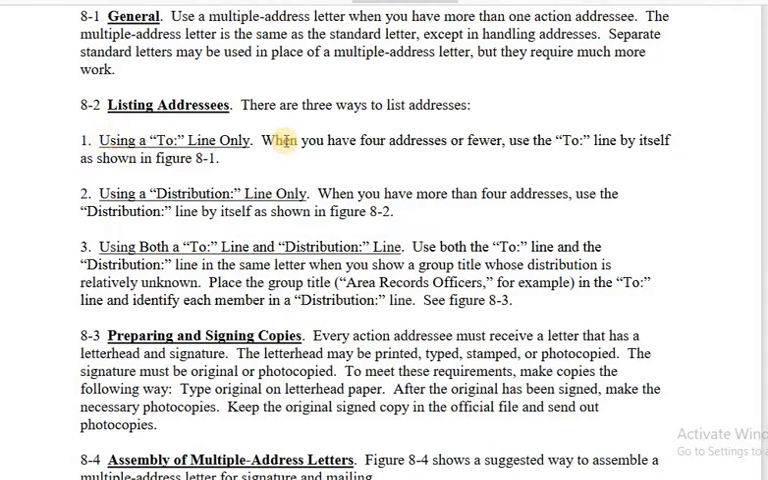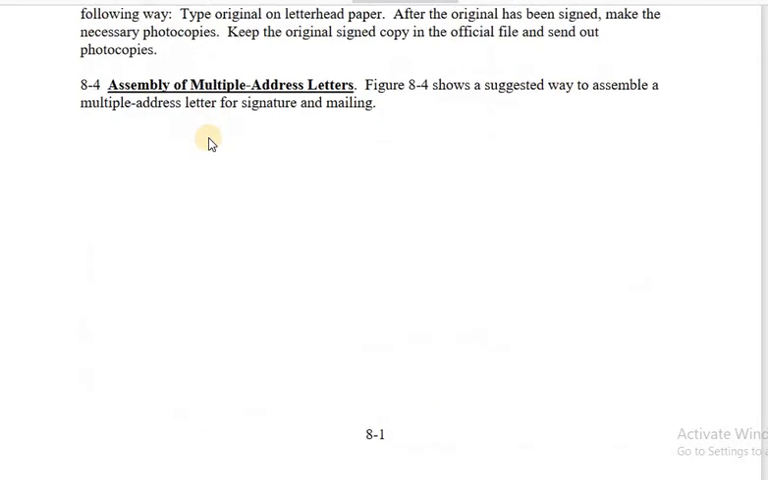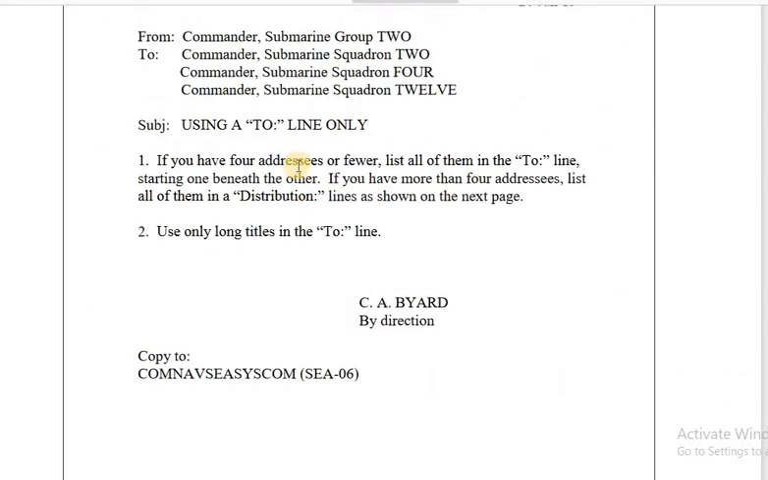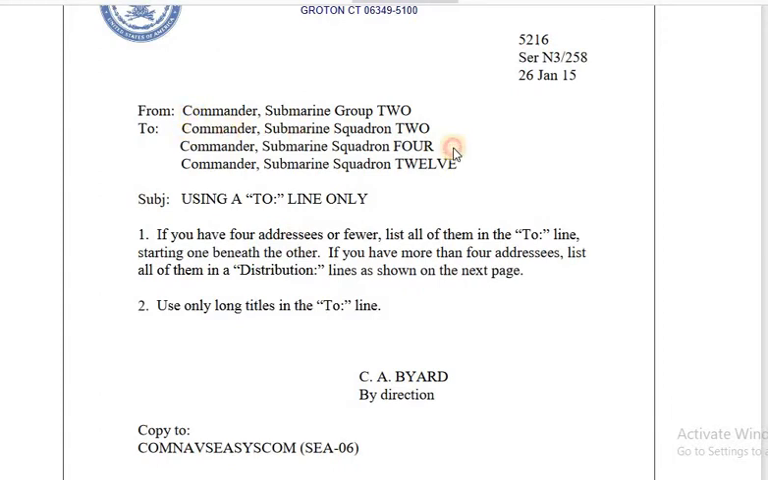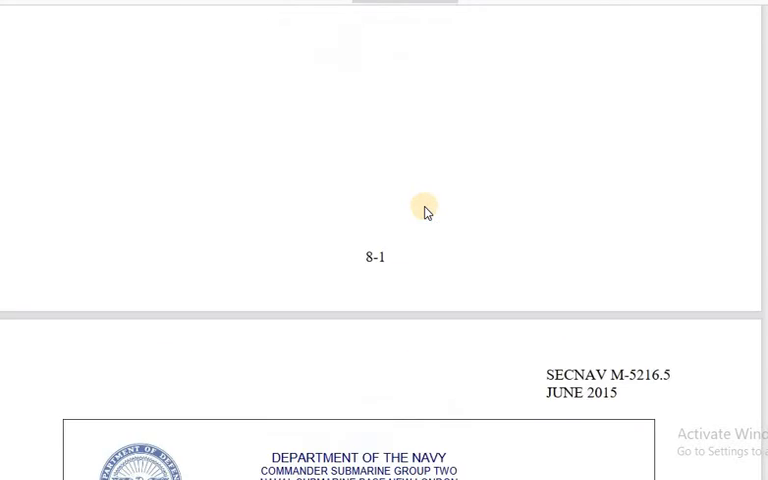One is using the to-line. When you have 4 addressees or fewer, use the to-line by itself as shown in figure 8.1, which pops down here. Commander Squadron 2, Squadron 4, Squadron 12. So boom, boom, boom, they're listed separately in the to-line.